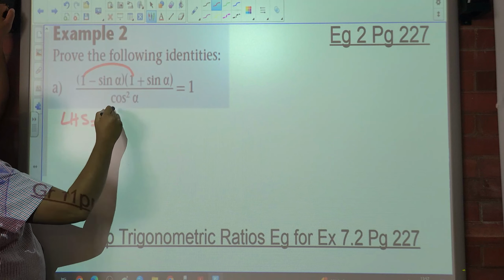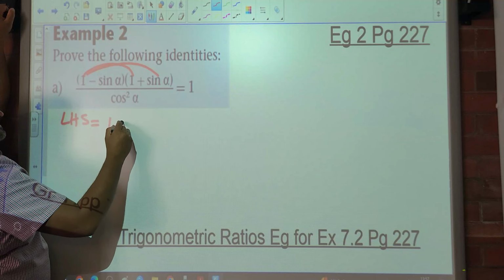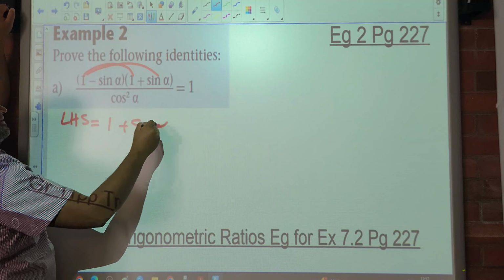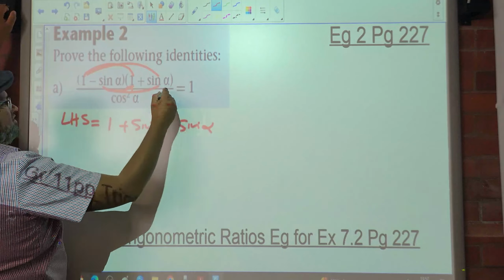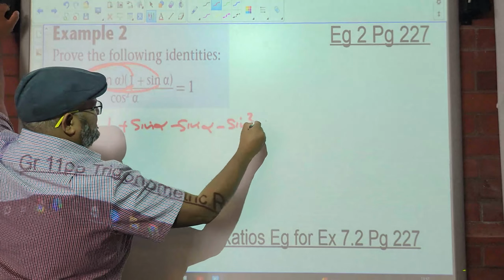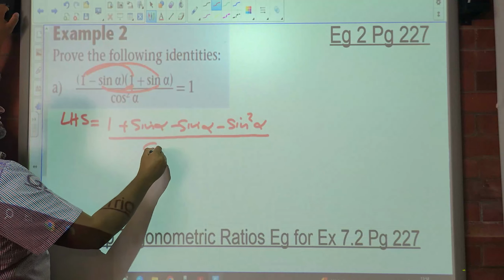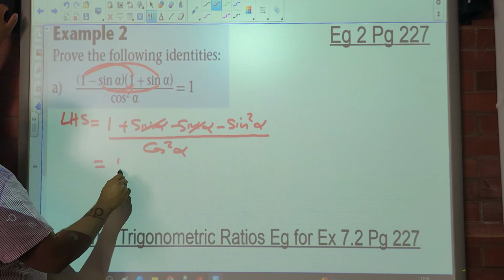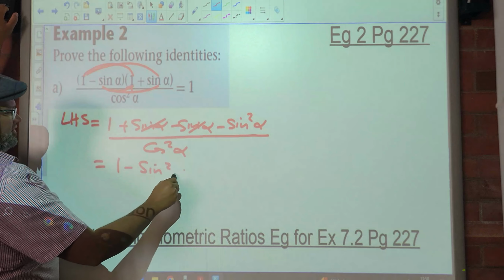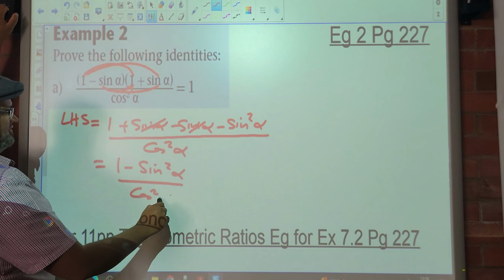Multiply. So 1 times 1 is 1. 1 times negative sine alpha is negative sine alpha. Negative sine alpha times 1, negative sine alpha. And that's going to give you negative sine squared alpha. And this is all over cos squared alpha. So that cancels, not so? 1 minus sine squared alpha over cos squared alpha.